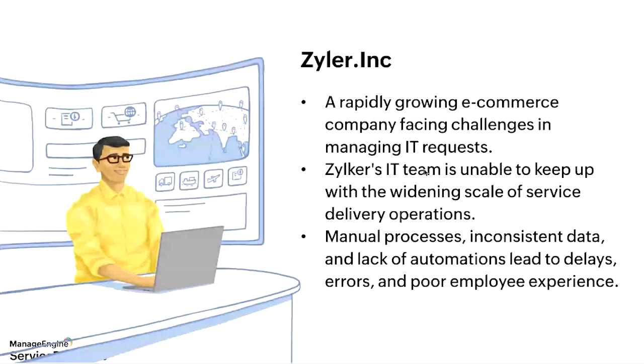Now, to make today's masterclass more relatable, let us set the stage with a short story. Let me introduce Zilker, a fictional organization that mirrors many of the ITSM challenges faced by businesses worldwide. Zilker's IT team is struggling to keep up with growing demands of service delivery. Manual processes, inconsistent data, and the absence of automation result in delays, errors, and a poor employee experience.